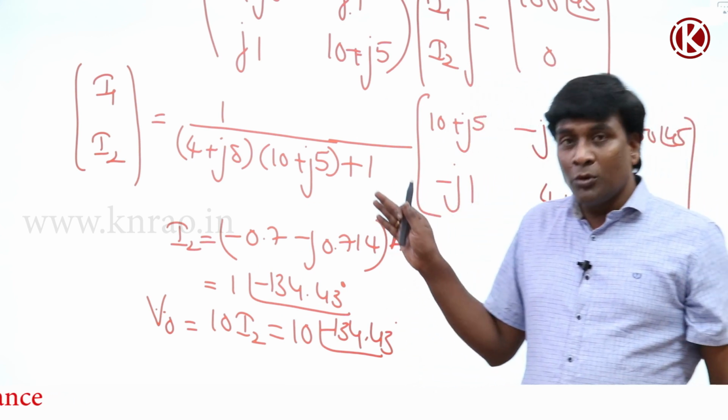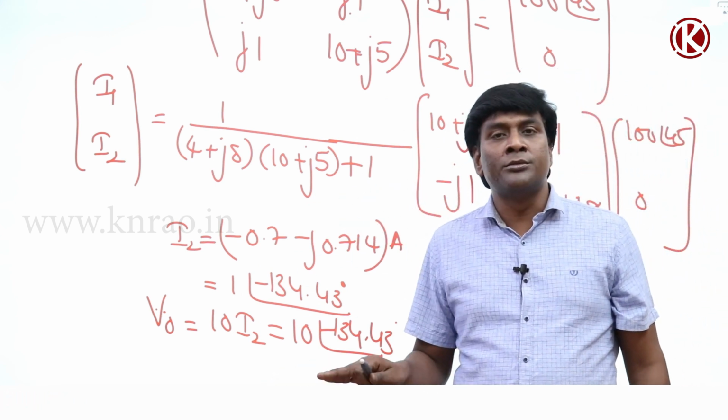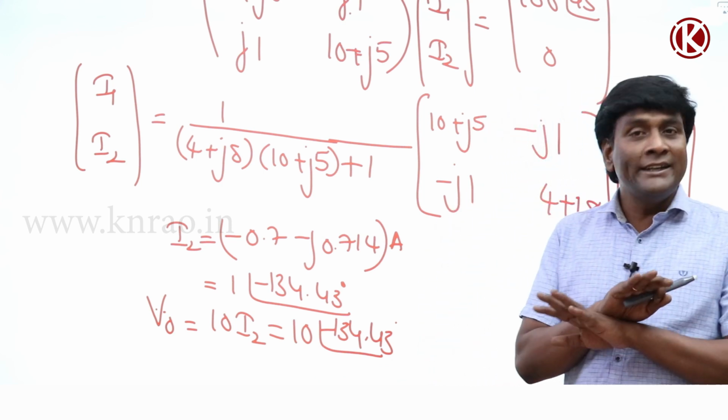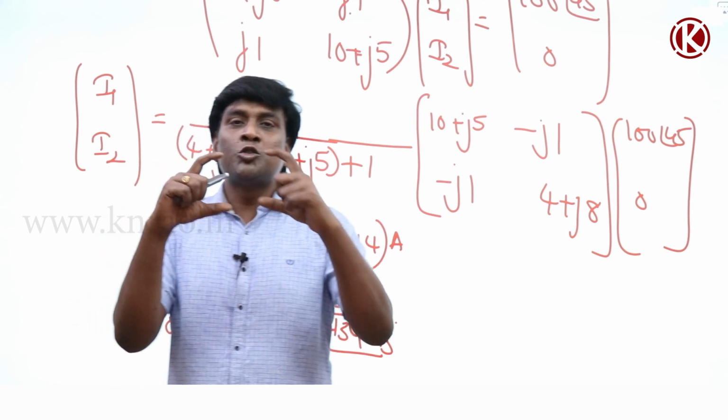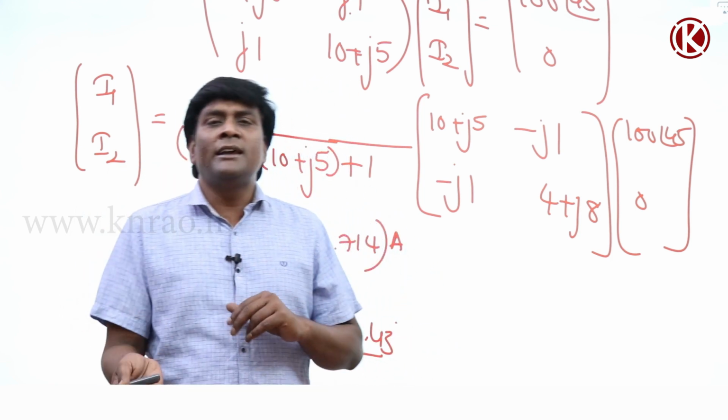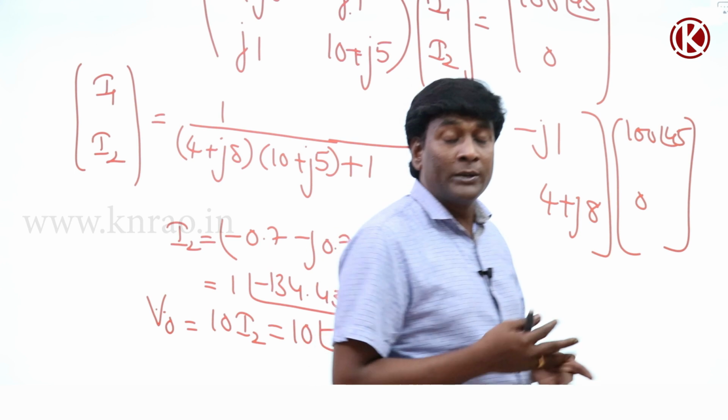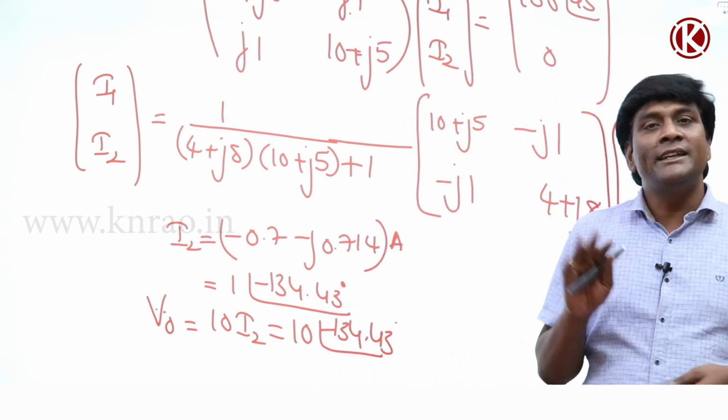Whatever problems we solved in this session, both problems are magnetically coupled. It is not an ideal transformer, because many times people feel that if two coils are shown adjacent to each other, they are mutually coupled. Sorry, people feel they are an ideal transformer. It is not like that.